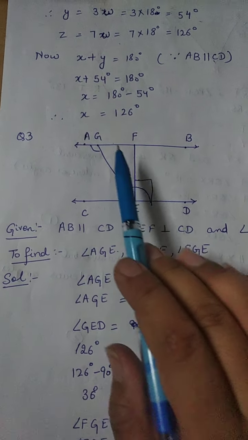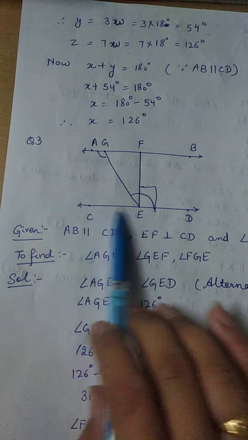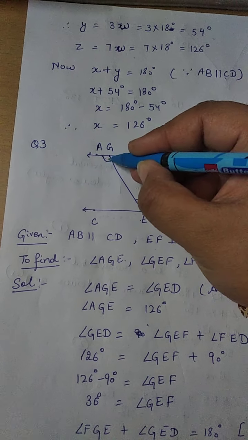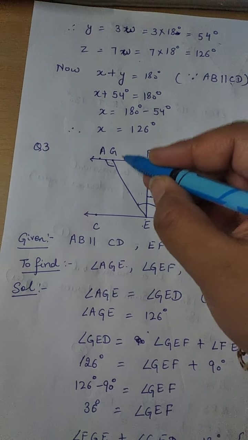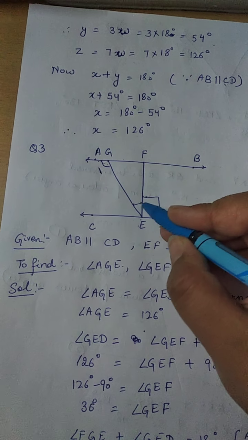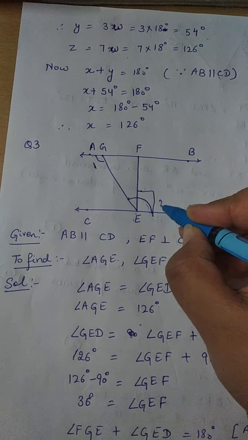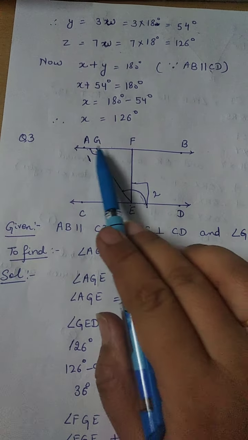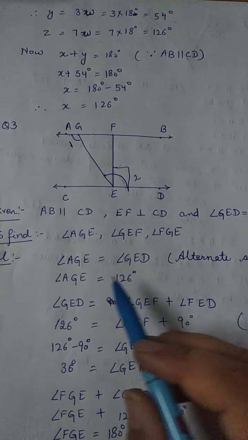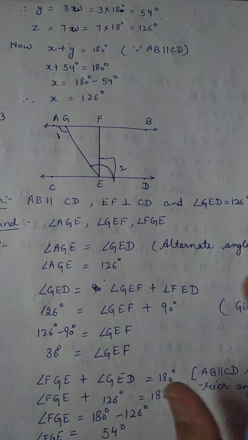First, AGE. The method to find it is, this line is parallel to this line. GE is the transversal. This angle and this angle, the transversal makes with these two lines. This is the first angle, let it be 1. And this is the second angle that it is making on this side. On this side, they are known as alternate angles. They are equal. They have already given you this angle in the question. So my AGE is also 126 degrees by the alternate angles.